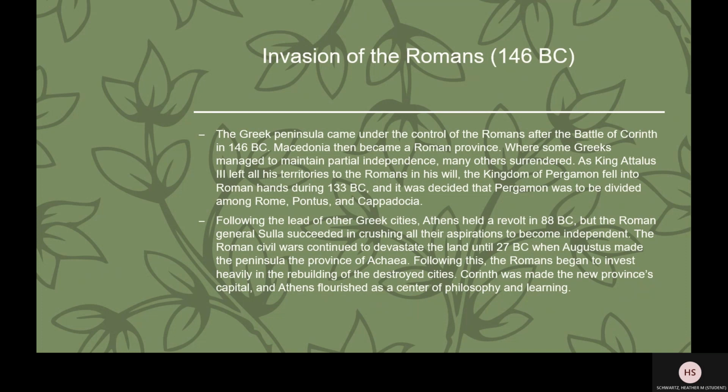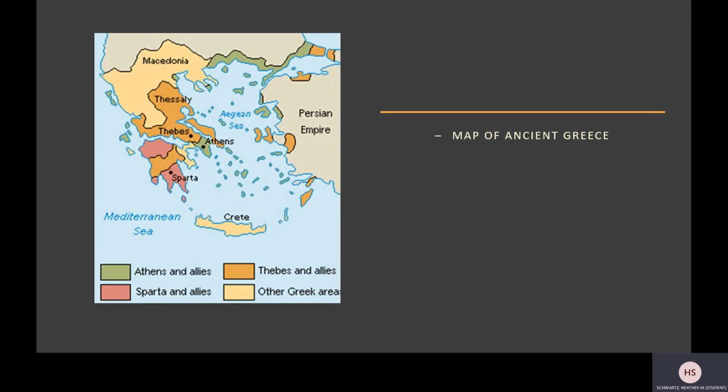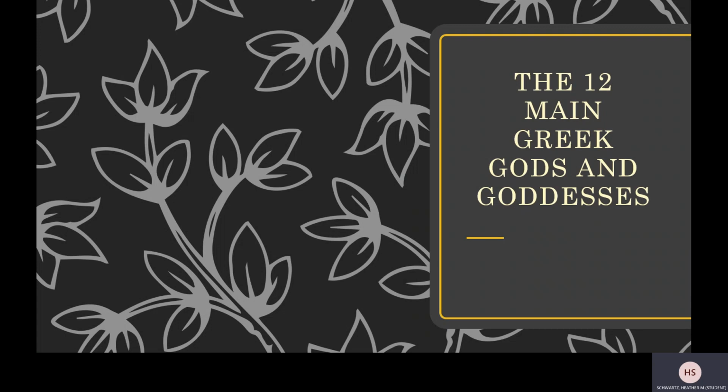This is a map of ancient Greece, and as you can see, Sparta and Athens are two of the biggest cities. And lastly are the 12 main Greek gods and goddesses. There are much more than 12, but these are the most well-known, so I'm going to share more information about them.